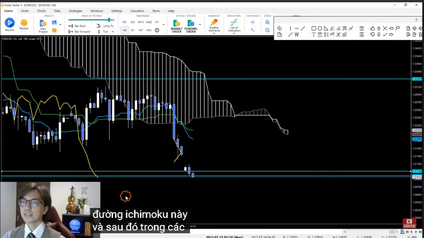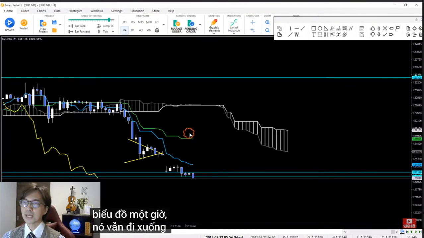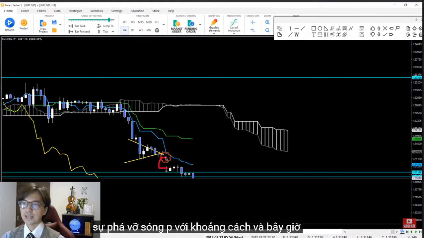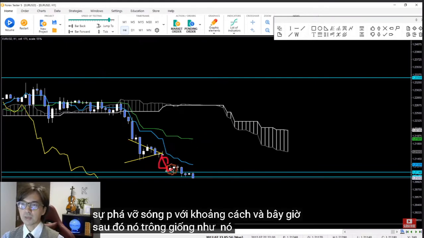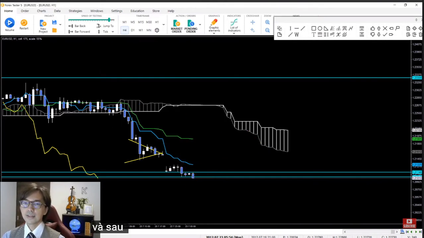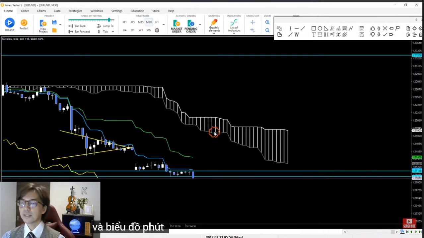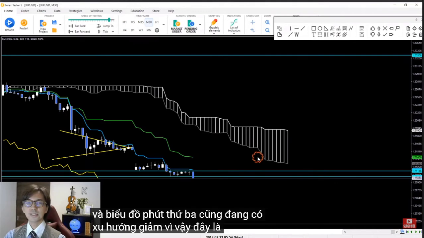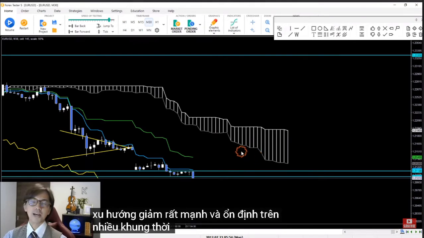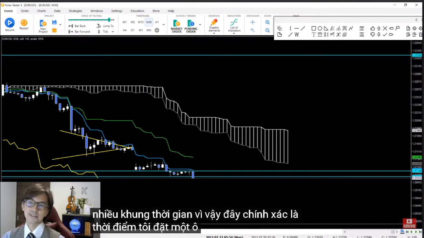And then in the mid time frames, in the 1 hour chart, it's still going down. Kumo down, Kijun Sen down. The wave breakout with a gap, and now afterwards it looks like it's been a continuously bearish move. And then I look at the 30-minute chart also, and the 30-minute chart is also downtrending. So this is a very strong and stable downtrend on multiple time frames. So this is exactly when I place a sell at this moment.